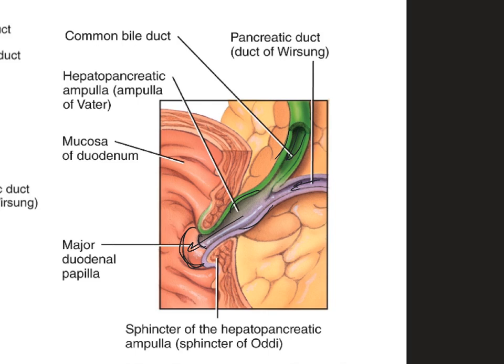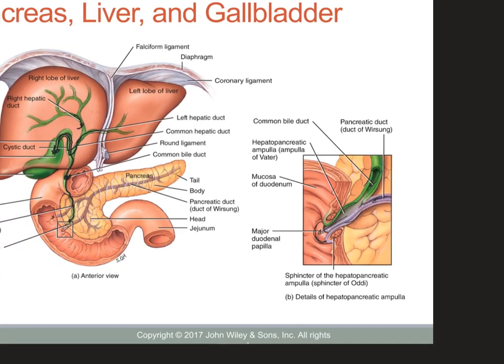One last thing to point out is we do have a sphincter here, a ring shape of muscles. It is called the hepatopancreatic sphincter. It is also known as the sphincter of Oddi. And this is what's going to regulate secretion in and out of the small intestine.